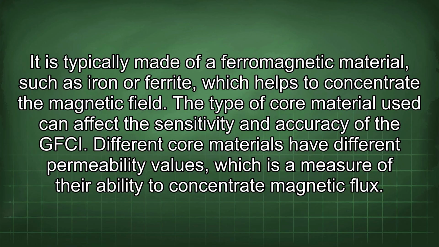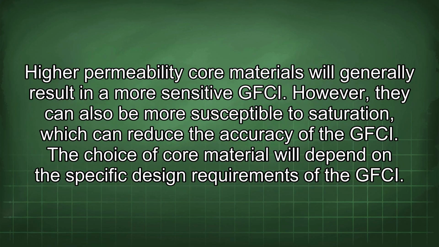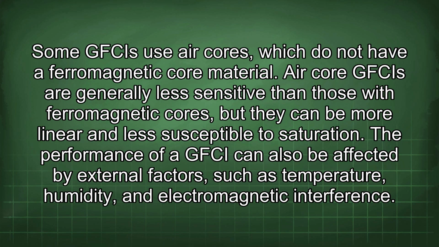Different core materials have different permeability values, which is a measure of their ability to concentrate magnetic flux. Higher permeability core materials will generally result in a more sensitive GFCI. However, they can also be more susceptible to saturation, which can reduce the accuracy of the GFCI. Choice of core material will depend on the specific design requirements of the GFCI. Some GFCIs use air cores, which do not have a ferromagnetic core material. Air core GFCIs are generally less sensitive than those with ferromagnetic cores, but they can be more linear and less susceptible to saturation.